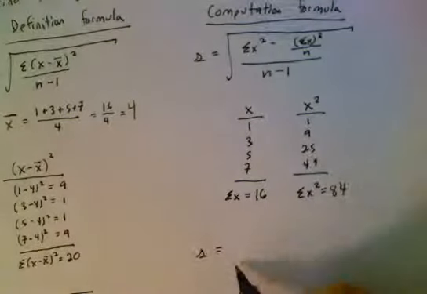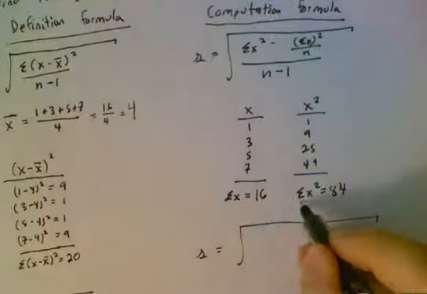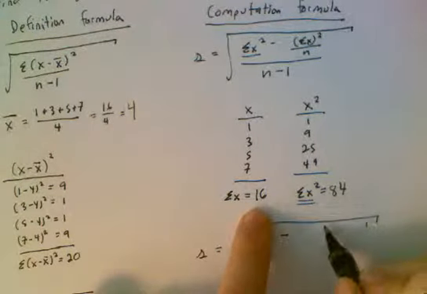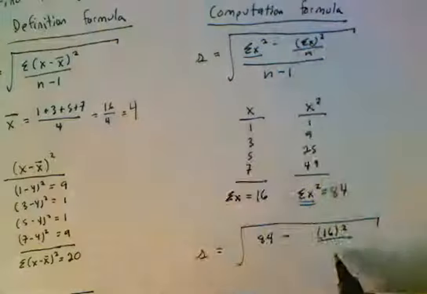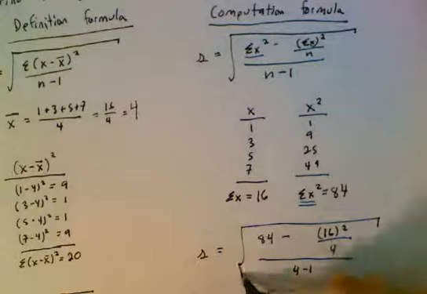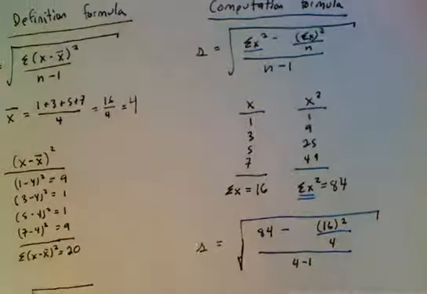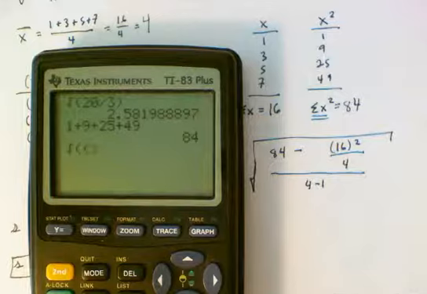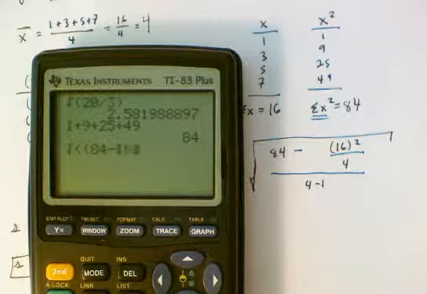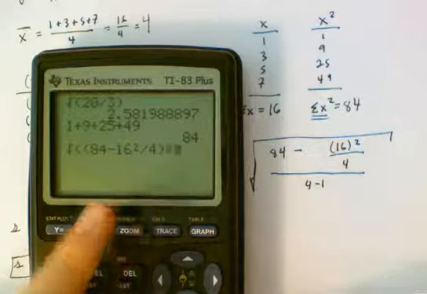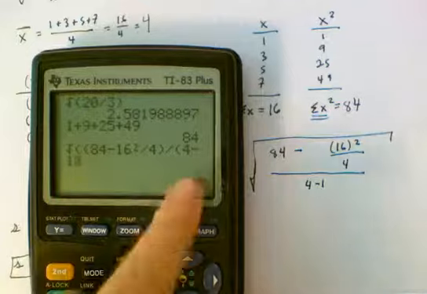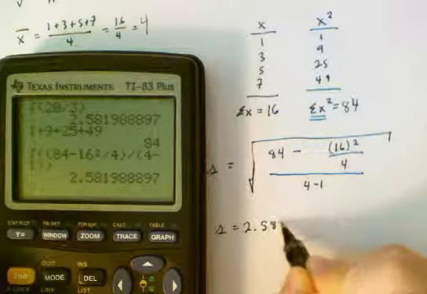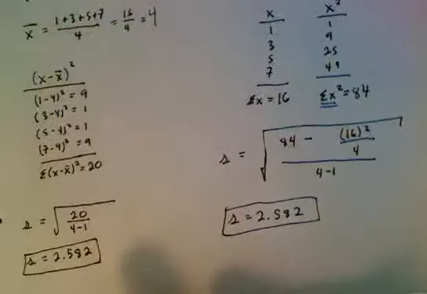Now to use our formula, s equals square root sum of x squared, notice this one right here, same as this. This one is this up here, n, 1, 2, 3, 4, all over 4 minus 1. Make sure you make your square root big enough that it contains this as well. Now to put in the calculator, square root, parentheses around the whole numerator, 84 minus 16 squared divided by 4, close the numerator, divided by 3 or 4 minus 1. If you're going to do it like this, make sure you have parentheses in the denominator. Notice that's the exact same thing in both of these.